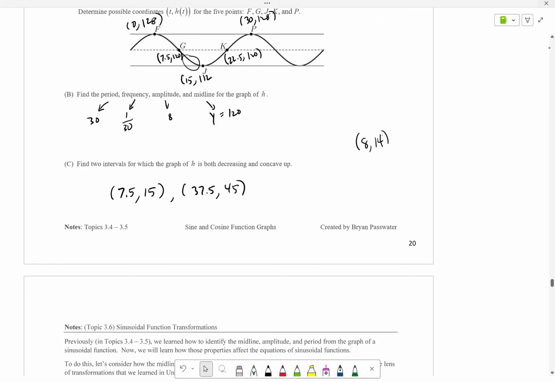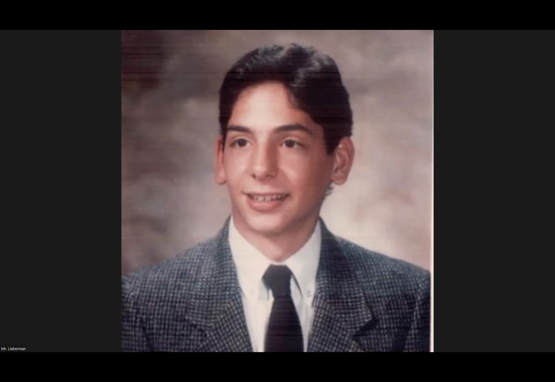Which one is it? This is 3.3, 3.4. It's online.